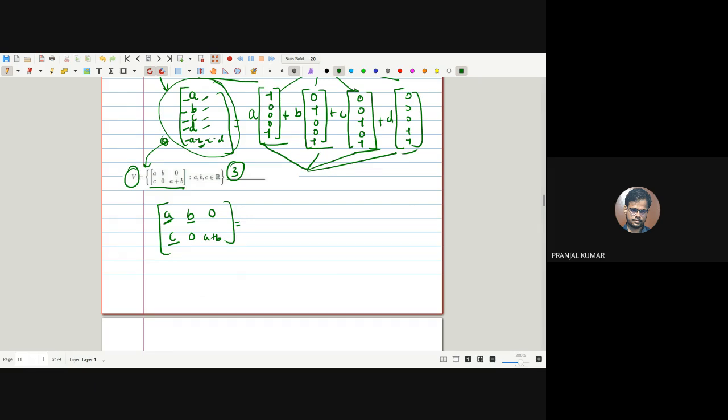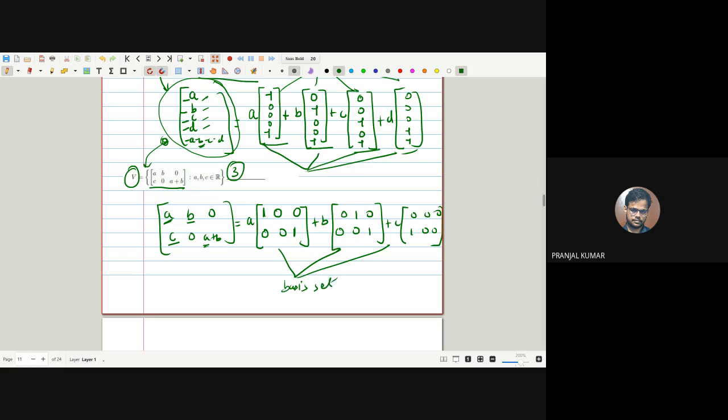Clear? So now how can I write this? For a, place 1, and the rest are 0, and there is a 1 here. Plus b, what would it be? 0, 1, 0, 0, 0, 1. Plus c, 0, 0, 0, 1, 0, 0. So you can see 3 matrices. These are the basis matrices, the basis set. And what is the dimension of this space? The dimension is 3.